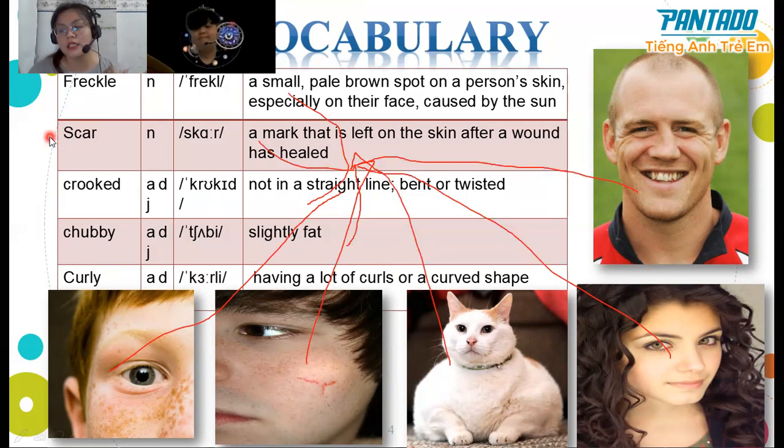Okay, next we have scar. Okay, what is a scar? A scar is a mark that is left on the skin after a wound has healed. Very good. So that is a scar. Oh, I do have a scar here. I think you can't see it. You see this white part? I don't have any other scar. A scar is like a mark that will be left on your skin after you got hurt and then it healed. So do you have a scar?